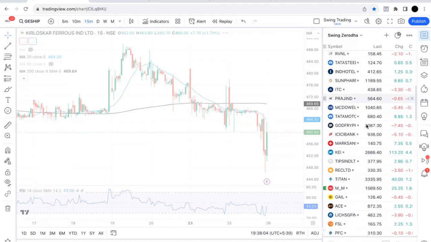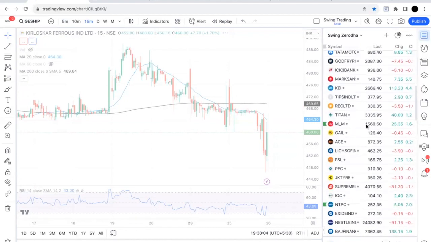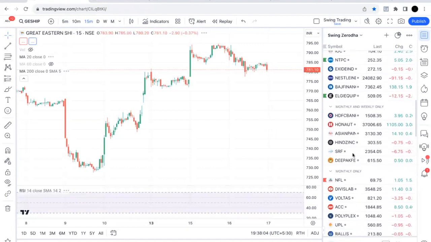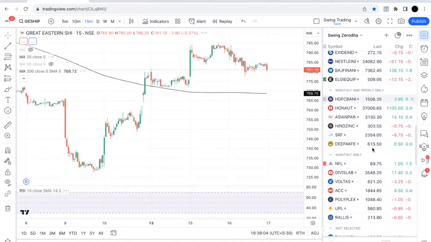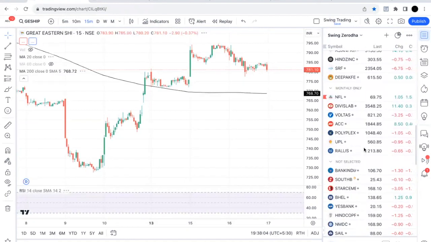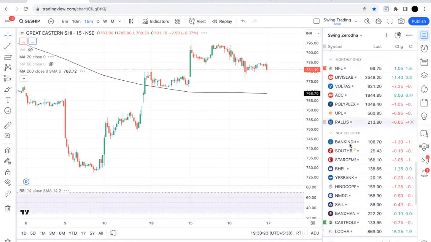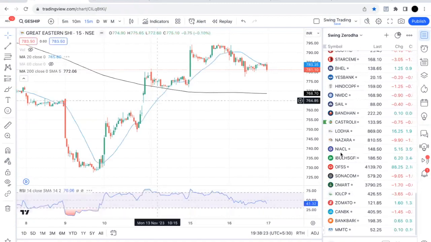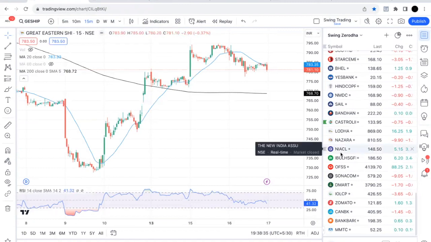Yeah, here it is. As you can see, monthly and weekly only right there. Third one, monthly only. And then the one on the bottom, not selected. What I'm looking for is I want the 20 period moving average above the 200 period moving average. All right, that's what I'm looking for.